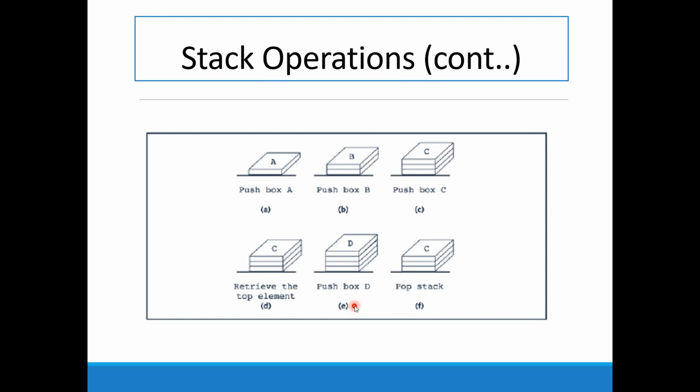Next is we push box D. We insert the new box, which is D, and now D will be at the top. Then we want to pop stack. Pop meaning we remove. Then we will remove the box D without mentioning what the element is. Okay, just type pop stack. Then it will automatically remove the top element, which is D for this case.